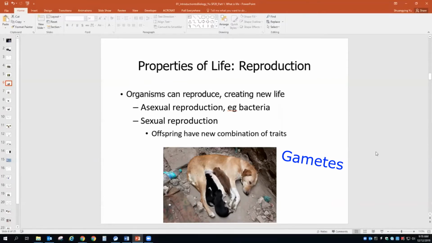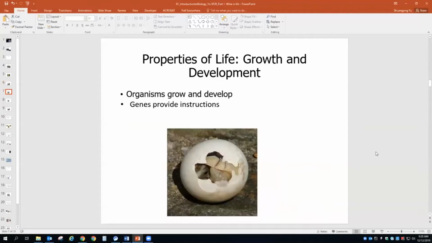So when a sperm cell fertilizes an egg, that becomes a zygote, and the zygote will develop into an embryo, right? So the offspring will have new combinations of traits, right? Because you inherit the genetic material from two parents. So a lot of times this will give you some advantages, right? Because you have those new combinations of characteristics that may allow you to live better in the environment.